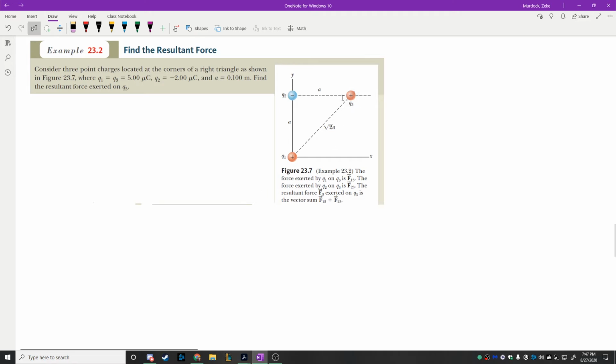If you are looking at the book for this problem, there are some vectors drawn in that I removed here so I can have you guys actually think about it. Okay. I'll give you guys a second to read it.